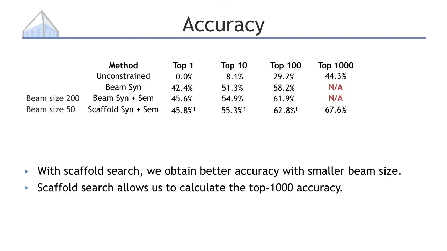Now we look at the results. We use beam size 50 for scaffold search under syntactic and semantic constraints and beam size 200 for the regular beam search. With scaffold search, we obtain better accuracy with smaller beam size. Scaffold search allows us to calculate the top 1000 accuracy as well.